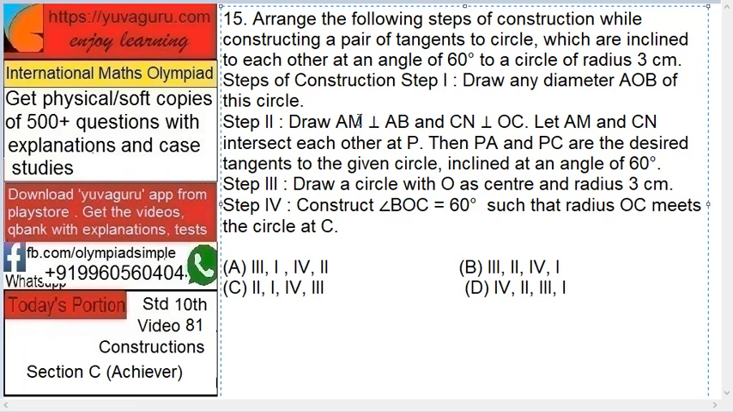Now do you have any point M over here? What was the first step? O and radius. Did we write any M over here? No. So step 2 can't be the second step. Step 1 will be the second step and step 2 will be the third step, because first we have to find AB and then AM will be there. So 3, 1, and then fourth, construct angle BOC of 60 degrees such that radius OC meets the circle at C. So fourth and then 2. So A is the correct option.